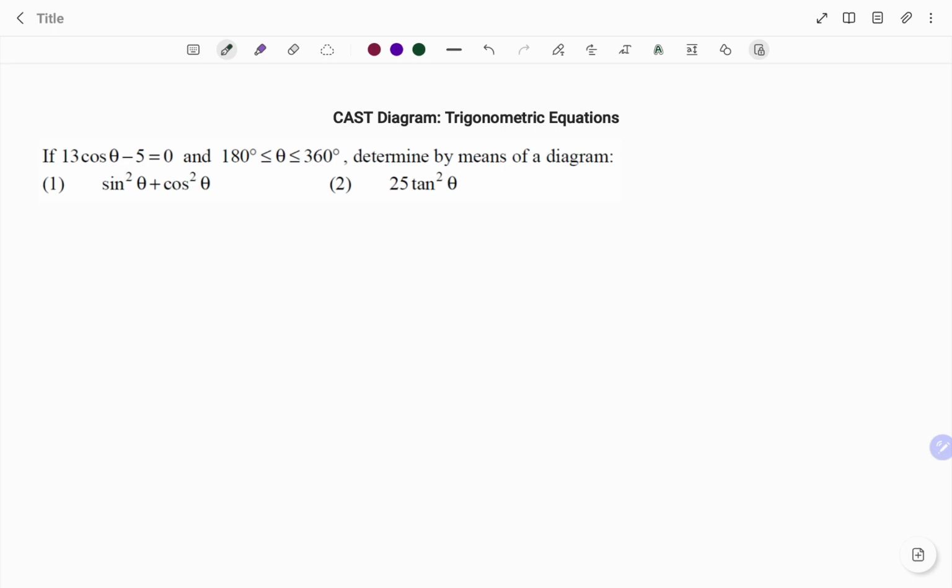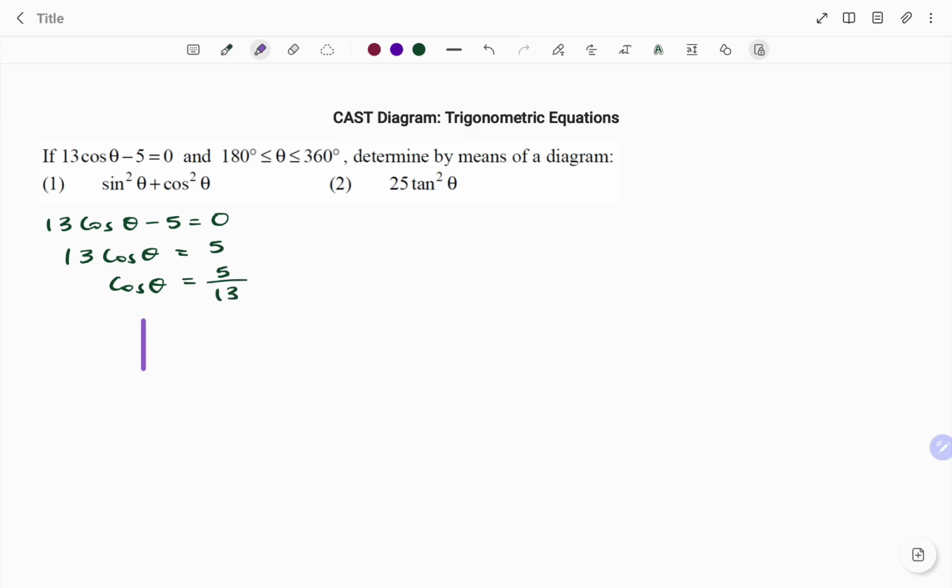The part 2 says if 13 cos theta minus 5 equals 0 and theta is greater than 180 but less than 360, determine by means of a diagram 1, sine squared theta plus cos squared theta, and 2, 25 tan squared theta. I'm going to start by simplifying 13 cos theta minus 5 equals 0. Making cos theta the subject of formula, we have 13 cos theta equals positive 5, so therefore cos theta equals 5 over 13, which is positive.